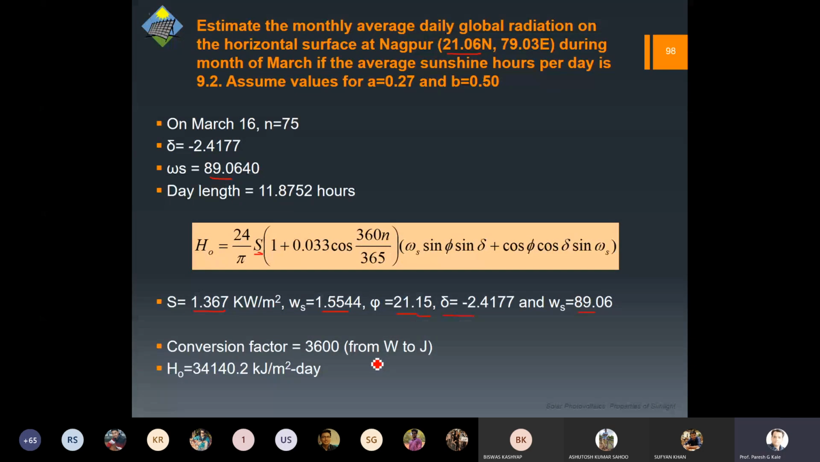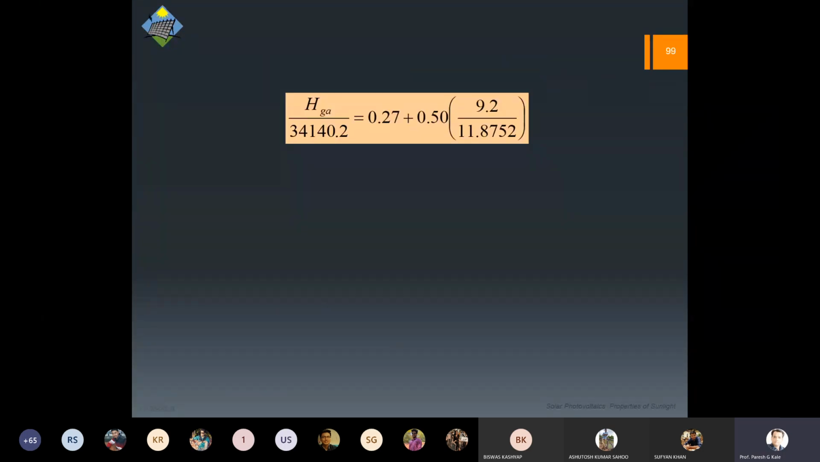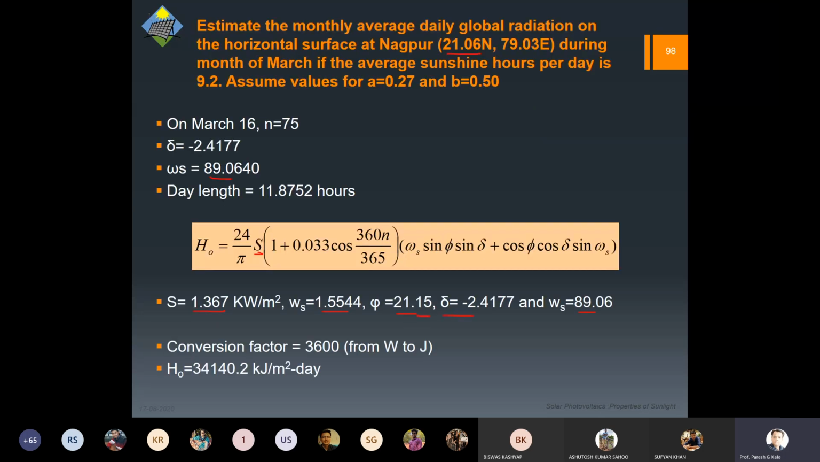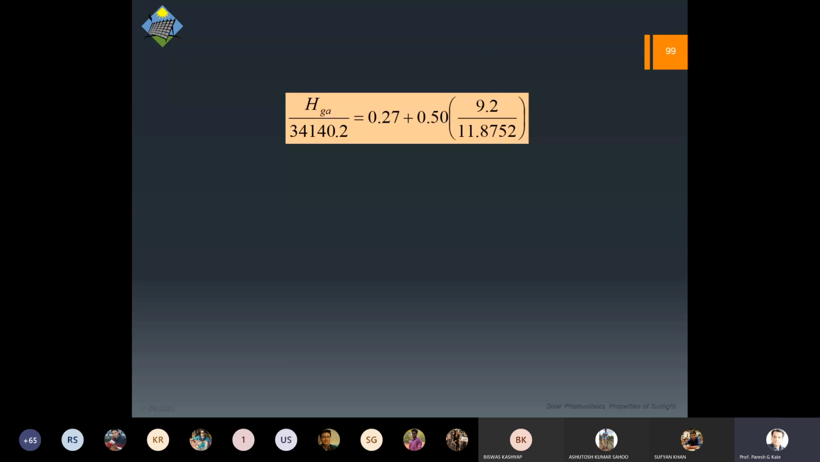So H0 is roughly 10 point something. Now the point is, if you remember, we want the global ones, right? For calculating the global ones, if you remember the formula, it was HGA divided by H0A. Now you will use H0A, which is in kilowatt hour.